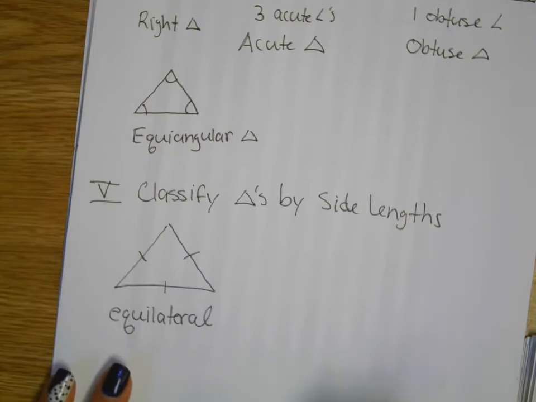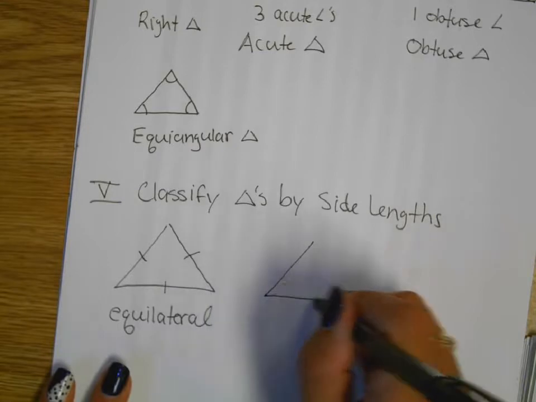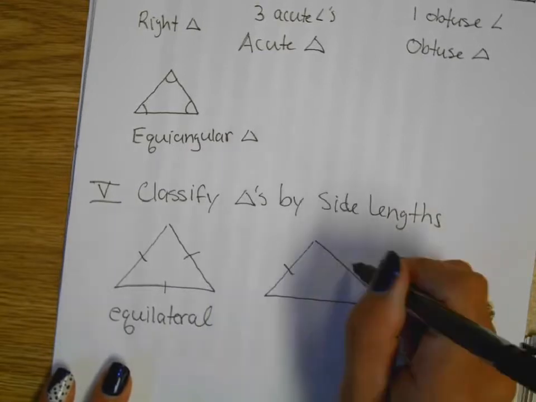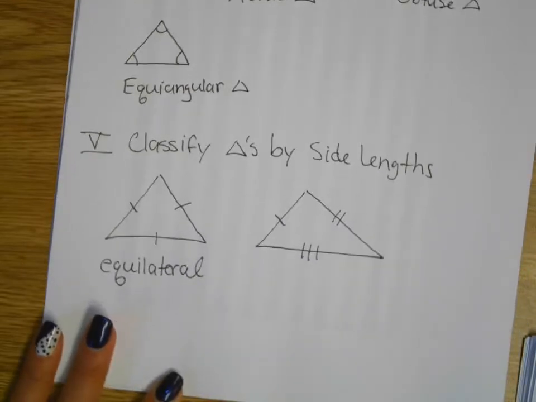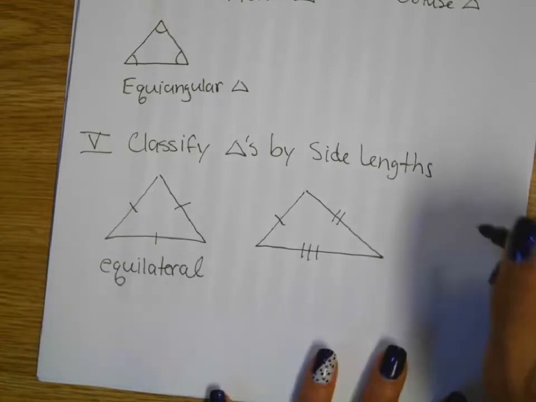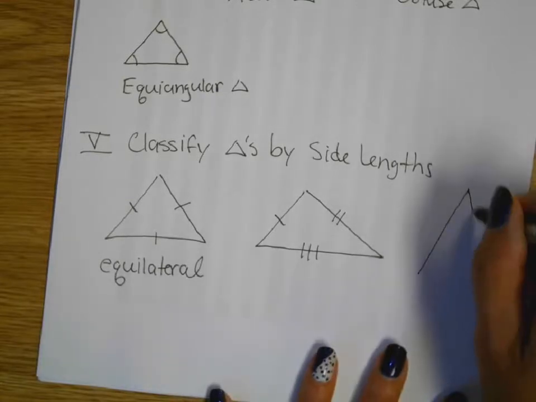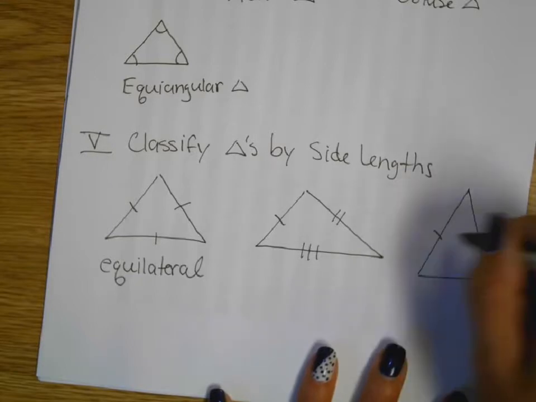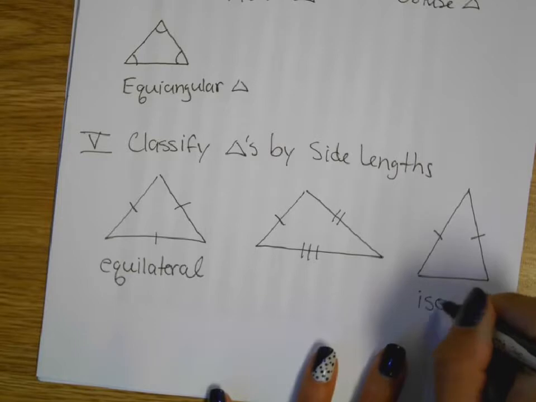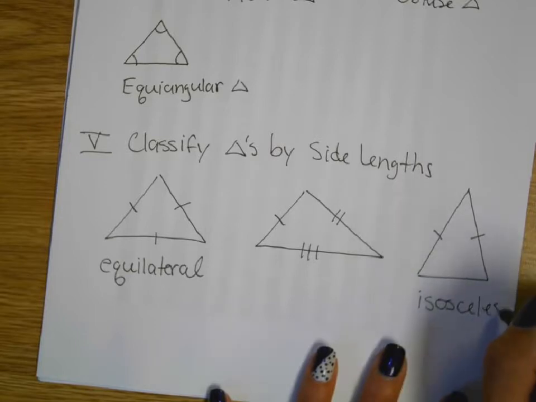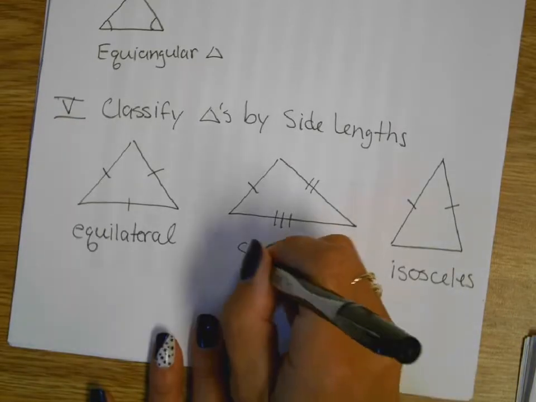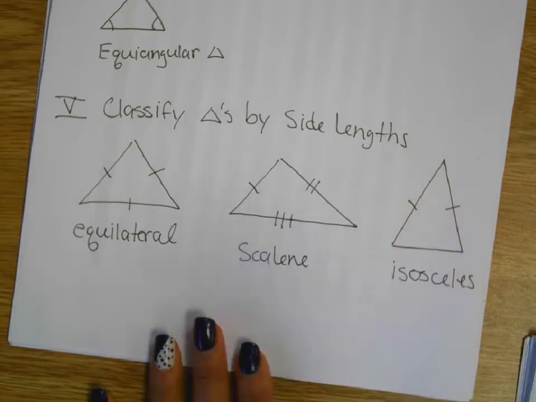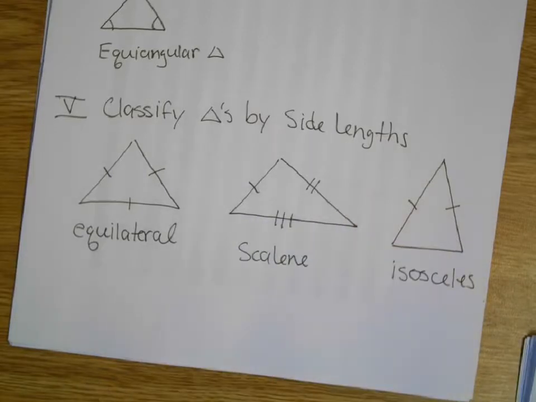What if no sides were the same? Side length, all 3 are different. That's scalene. What does it take to be isosceles? 2 sides the same. Anybody remember that one? Is it scalene? It is scalene. See, all that information's there. Good?